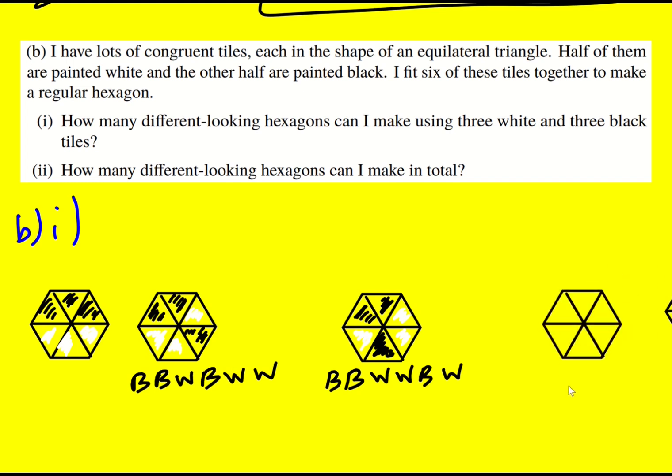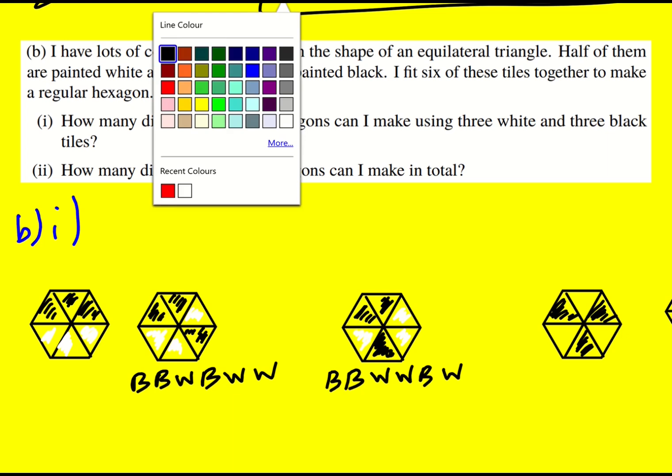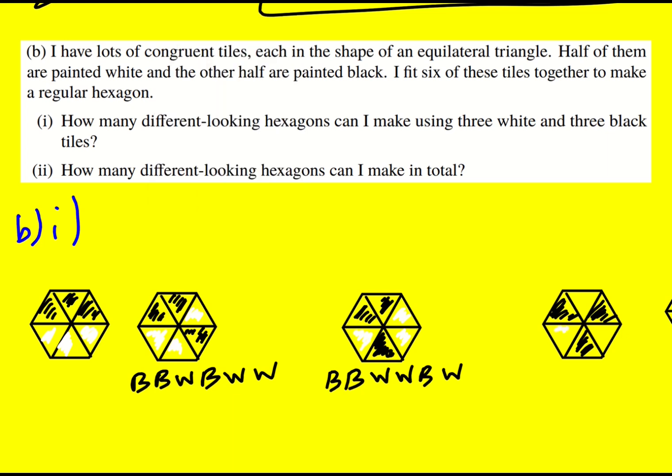Hey, are there any more? Well, we've not looked at the scenario where we don't have any of them next to each other. So that one, and then leave a gap, that one, and that one. And that's going to give a new possibility. And as I rotate it, I might end up with that one being black, but they're all going to look the same essentially. So how many different? There are four. Four different hexagons.